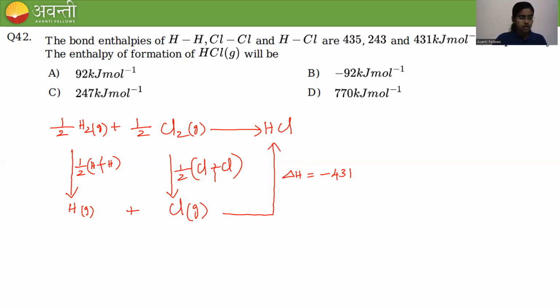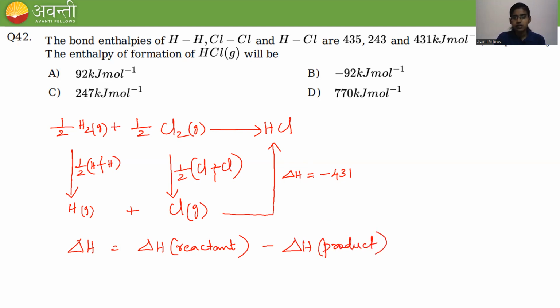Got it? Now we have to find out the delta H of formation. Delta H of formation is nothing but the bond energy of the reactants minus the bond energy of the products.